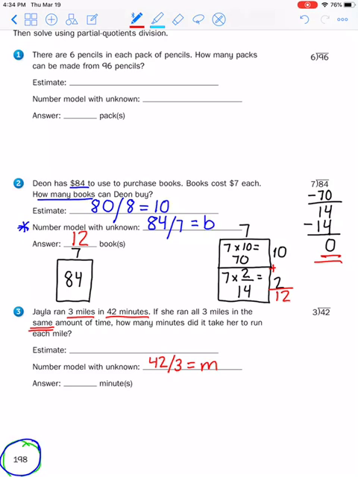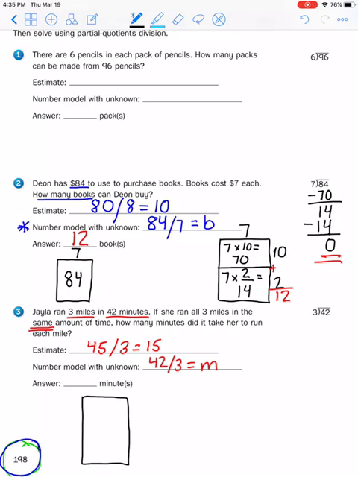So my estimate is going to be 45, because remember I like to deal with 5s and 10s. 45 divided by 3 I know is 15. So I think she's going to run roughly 15 minutes per mile. So let's start off by doing our partial quotient. Now, some of you might be able to solve this in your head, but I want to make sure that you're understanding this method of division. So I want to see your rectangles and how you would do the partial quotient division.